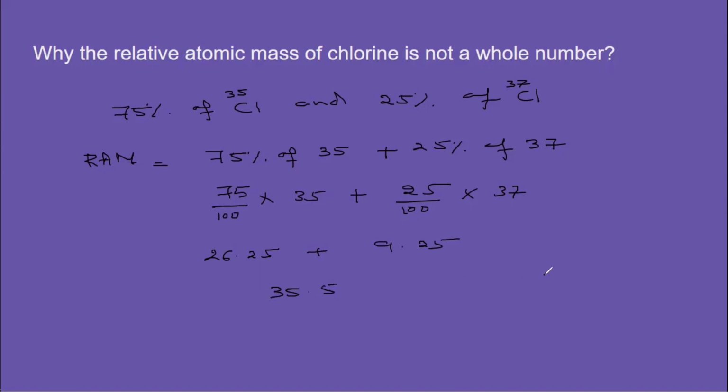This is the reason that in the periodic table, the atomic mass of chlorine you will find is 35.5. This question might come in the exam: show with the help of calculation why the relative atomic mass of chlorine is not a whole number. The relative atomic mass of chlorine is not a whole number because it exists in two different isotopic forms. So this is how you will show the calculation.